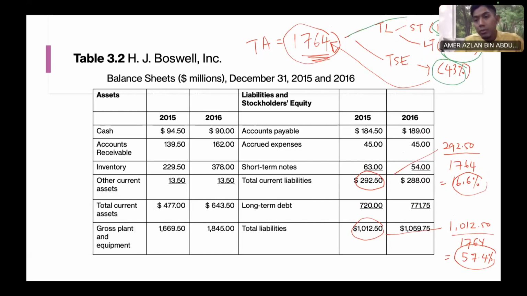So you can see here quite a balanced proportion of capital raised by the firm, either in the form of liabilities or stockholders' equities. But you can see here, the largest or the biggest contributor is the long-term debt. If you combine these two, 16.6% plus 57.4% is 74%. 74% of these total assets were financed by liabilities.